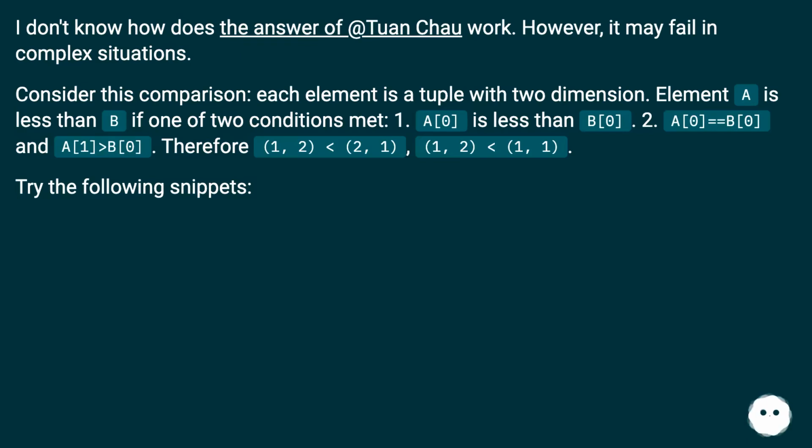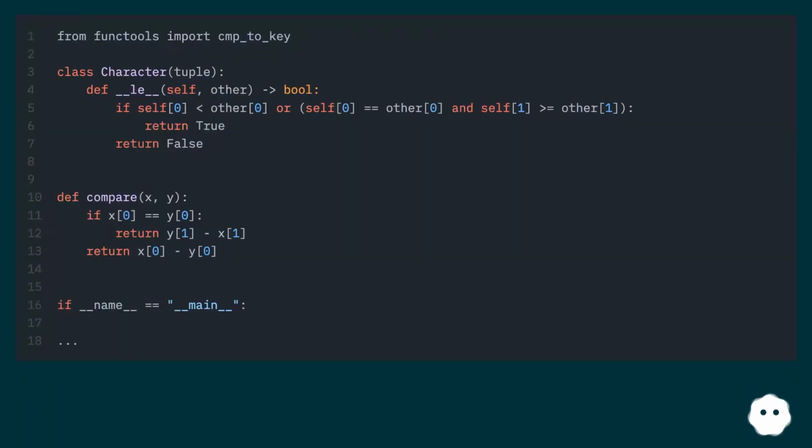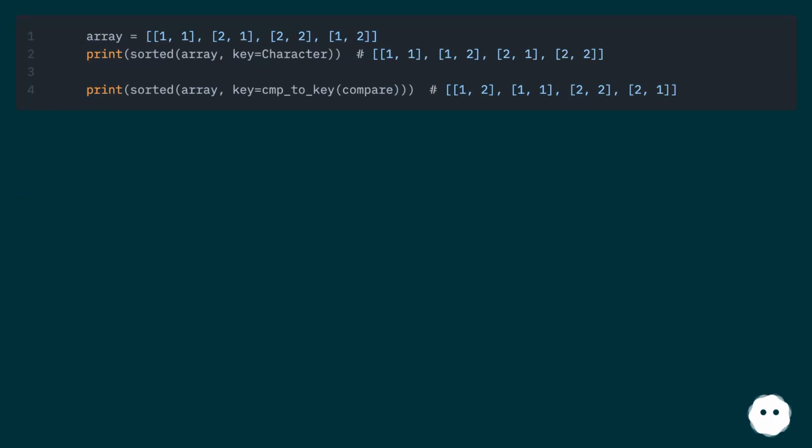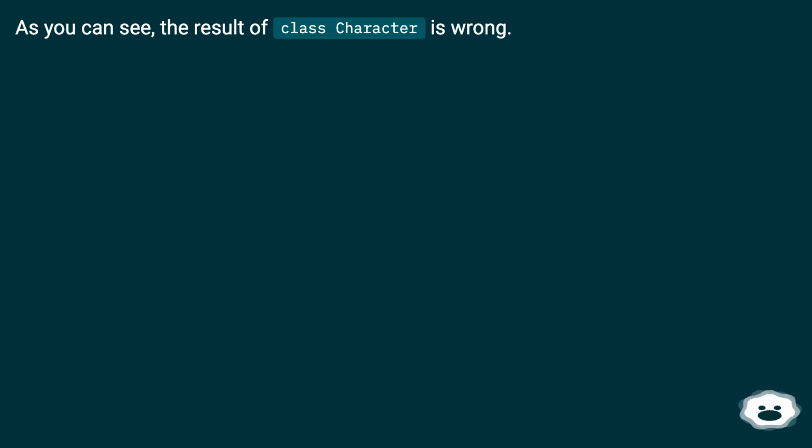Consider this comparison. Each element is a tuple with two dimensions. Element A is less than B if one of two conditions is met. 1, A[0] is less than B[0]. 2, A[0] equals B[0] and A[1] is less than B[1]. Therefore, (1, 2) is lower than (2, 1), and (1, 2) is lower than (1, 1). Try the following snippets. As you can see, the result of the class character is wrong.